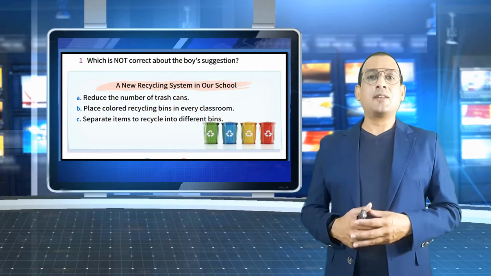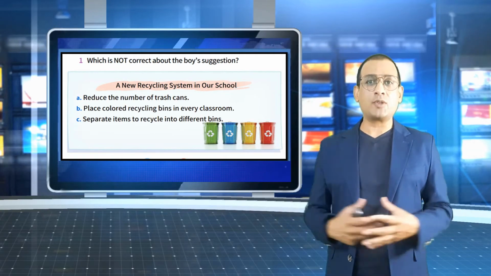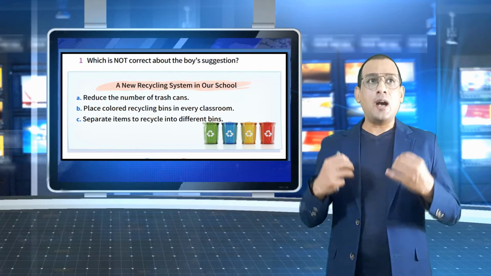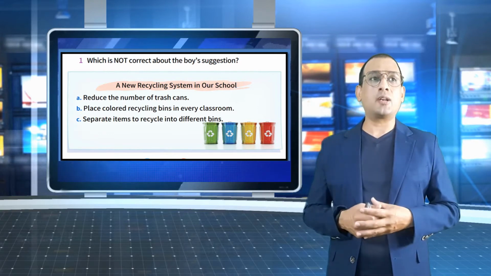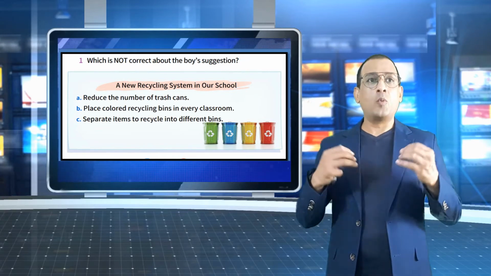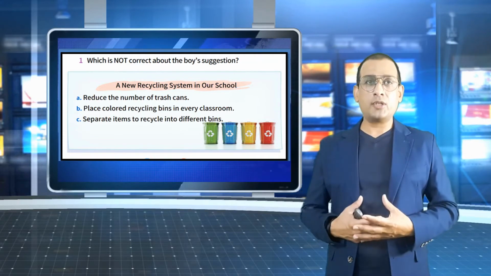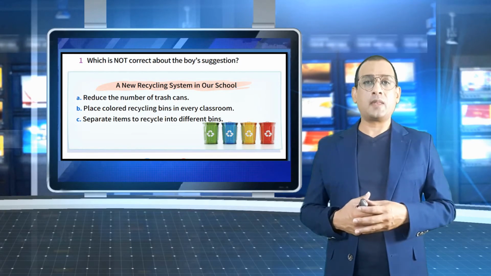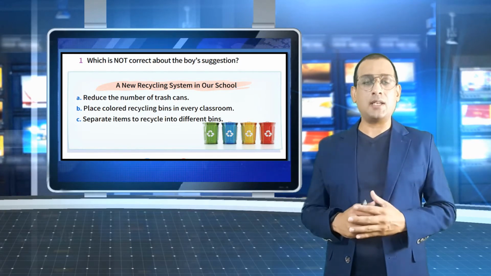In this part, we're going to give a suggestion. Let me read the question for you. It says, which is not correct about the boy's suggestion? If you look at the chart, there are 4 colorful bins. One is green, one is blue, one is yellowish, and one is red. And beside that, there are 3 statements, A, B, and C.